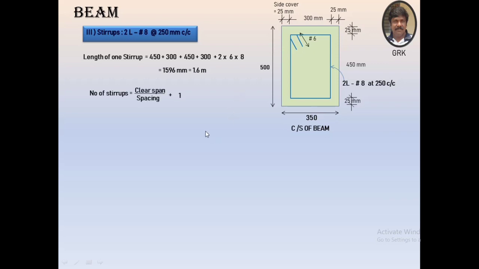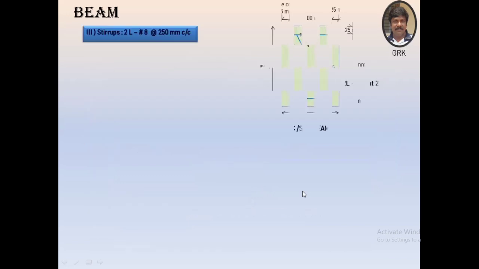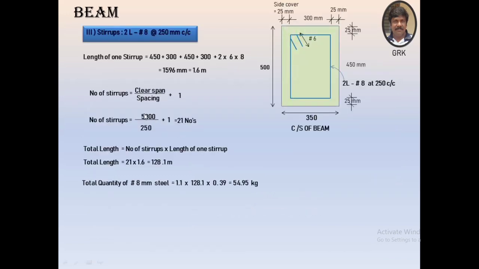Now we have to calculate the number of stirrups. Number of stirrups is equal to clear span divided by spacing plus 1. What is this clear span? If I just go back to the previous slide here, it is taken from here to here. We are placing all these stirrups between this. Therefore, clear span is 5000 mm. This is what we have taken here, 5000 divided by the spacing 250 mm. One additional bar will be provided at the end. So totally 21 stirrups have to be provided.